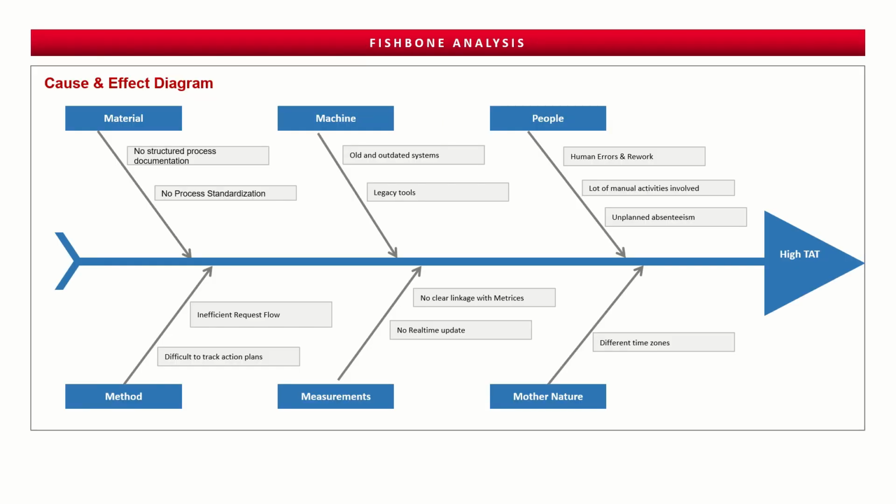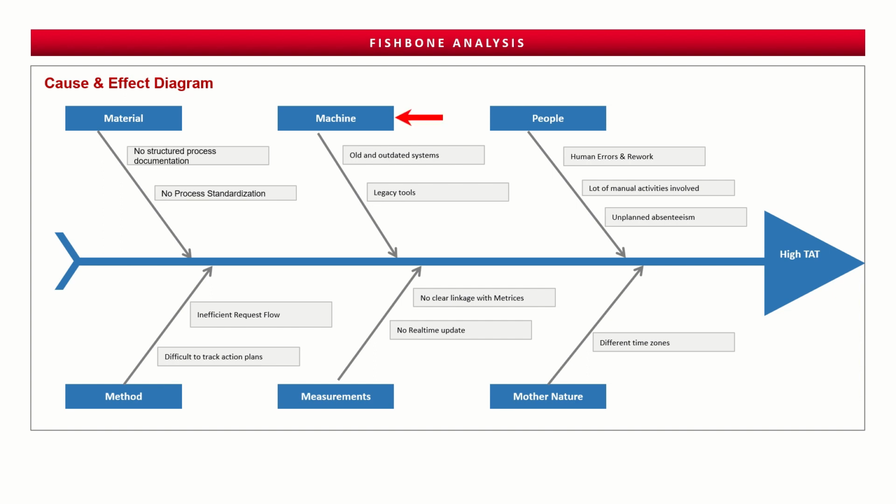The next thing that the team did was to identify the reasons for high turnaround time. So they did a brainstorming session. Under people, they had human errors and rework as one of the issues. A lot of manual activities were involved. There was unplanned absenteeism on the floor. Under mother nature, they had different time zones in which the people were working. Under measurement, they had no clear linkages with the metrics and there were no real-time updates happening from the system or the tool.